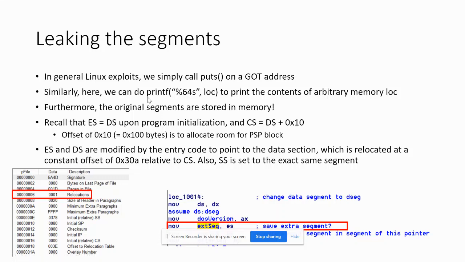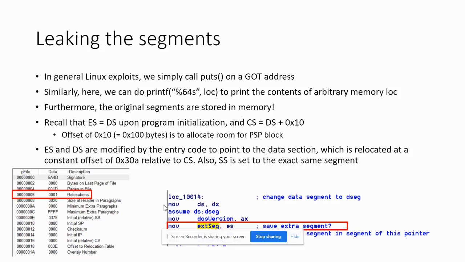So luckily for us, there is a %64s string literal in the data section. This is used with fgets, but we'll use it with printf. And our argument will be a location in memory. And specifically what location? It's going to be this extra segment field that's saved in the beginning of this program. So you can see this location here is only hex 14 above the entry point. So this is done very early on.